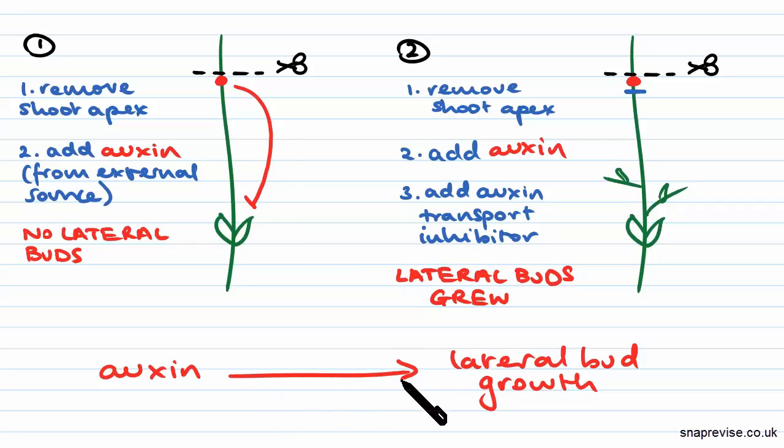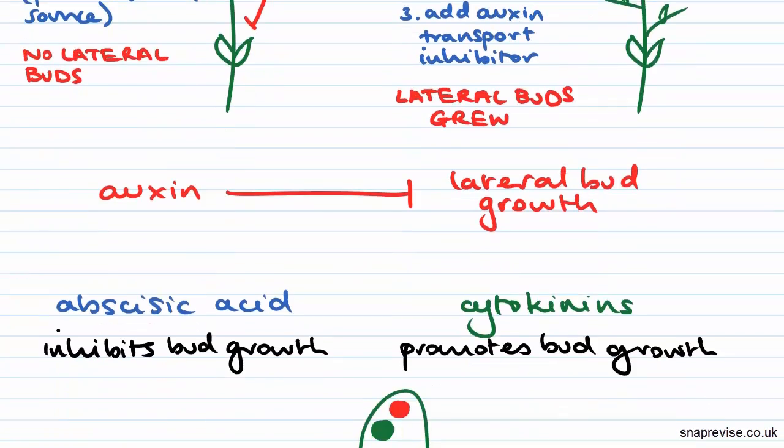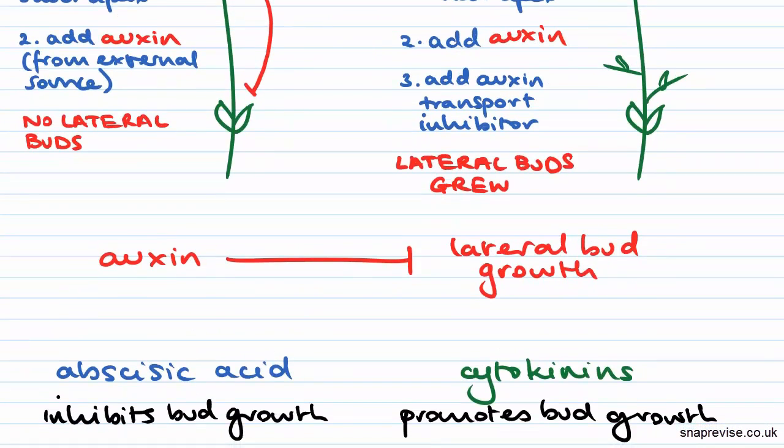And this stayed the consensus for a while, but this is actually a really great example of how experiments can be very misleading and that correlation does not necessarily equal causation. These experiments were actually not conclusive enough, and they didn't rule out the possibility at all that there were actually other factors in play. So more recently, it's been found that abscisic acid and cytokinins are also involved in this entire process.